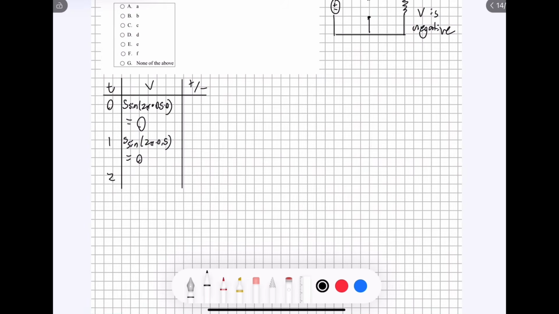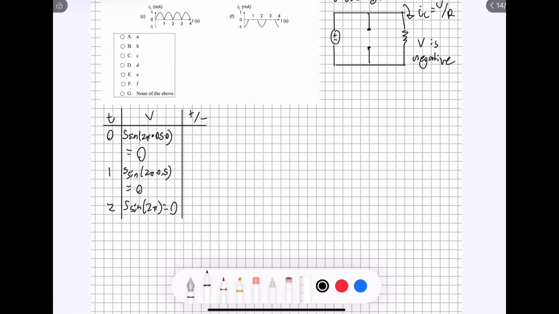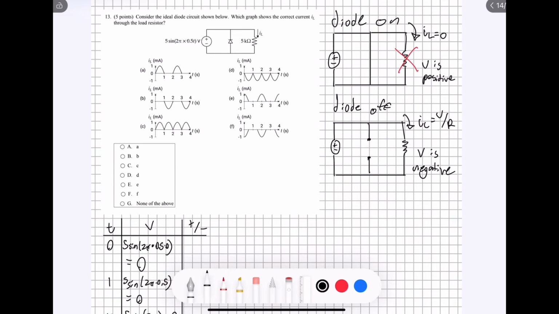Let's do one more for 2. 5 sine 2 pi, because 0.5 and the 2 are going to cancel out. That is also going to be equal to 0. All right, this is useful information because it tells us that whatever our graph is, it has to be at 0, at 1, at 2, at all of these whole numbers, it has to be equal to 0.